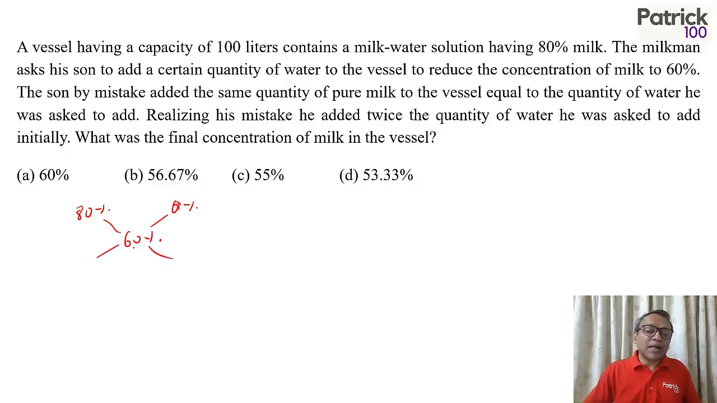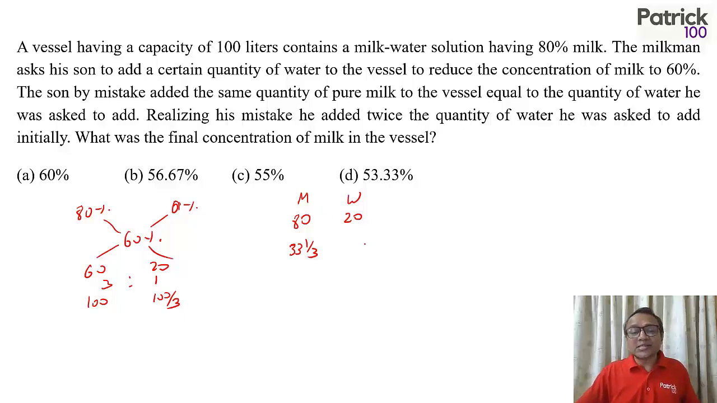So this is 80% milk, 0% milk, and you need 60% milk. When you do the alligation, you get 60:20 or 3:1, which means if it's 100 liters here, this will be 100 upon 3 liters. Initially there was 80 liters milk and 20 liters water. Now he added 100 upon 3 liters of pure milk, that is 33 1/3, and then twice that of water, that is 66 2/3 water.